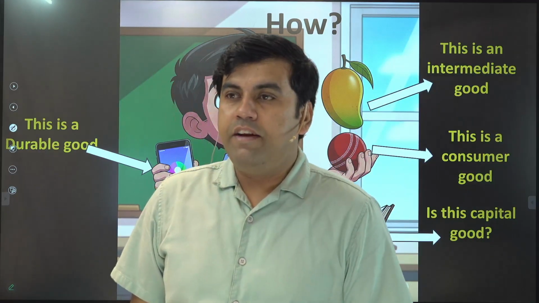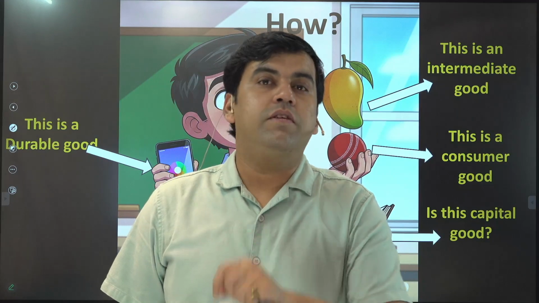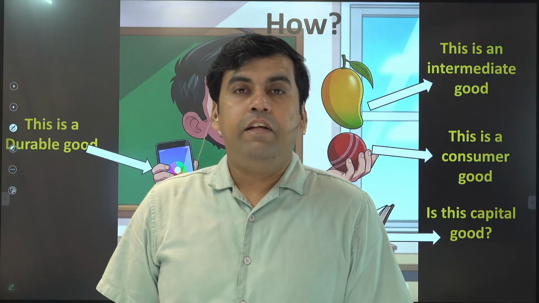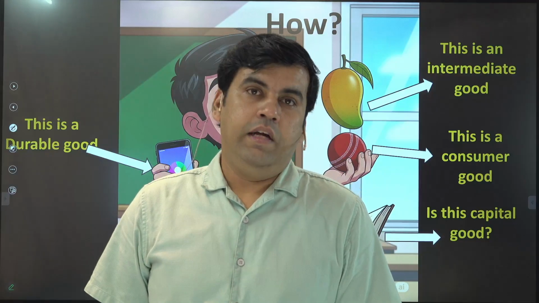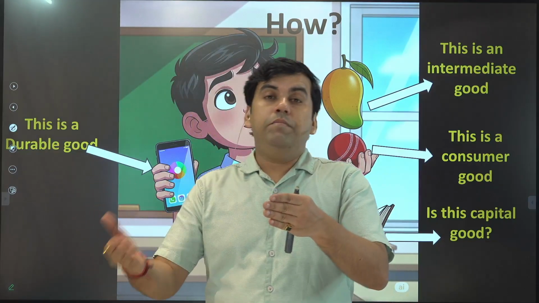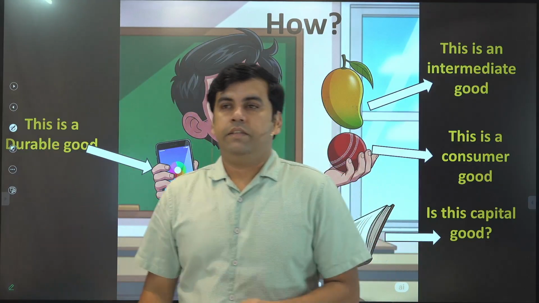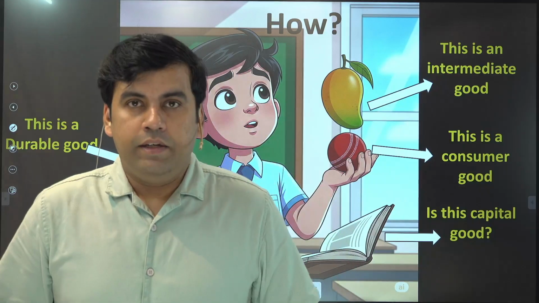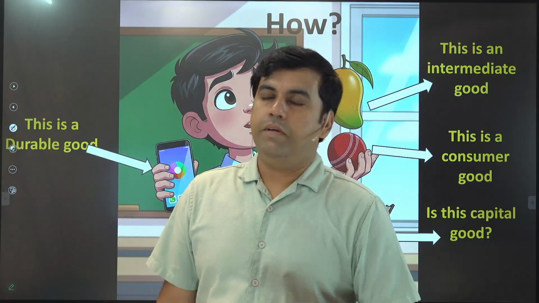Economic activity and factor payment. If the economic activity produces something in the same year, there will be a factor payment against it. Factor payment is against the economic activity, okay, and to be specific, in the same year.